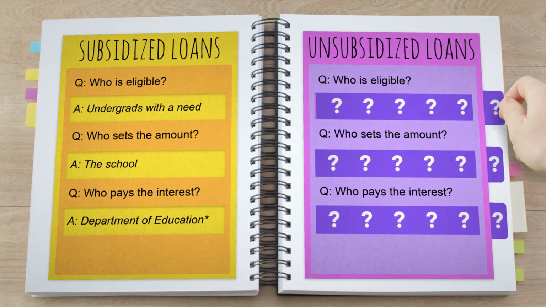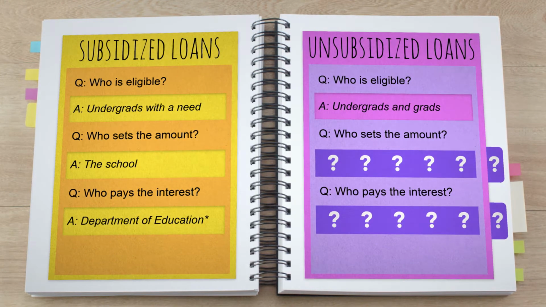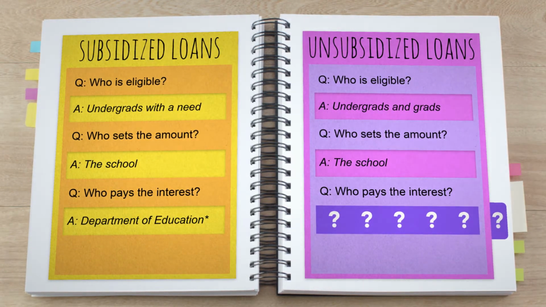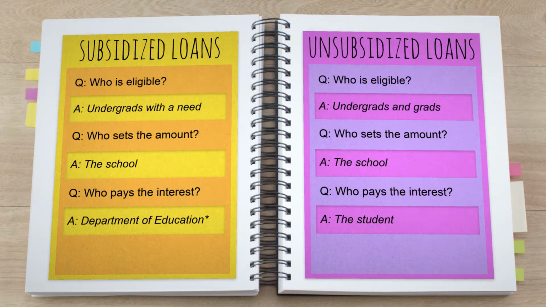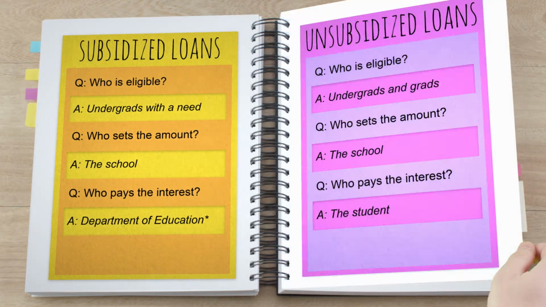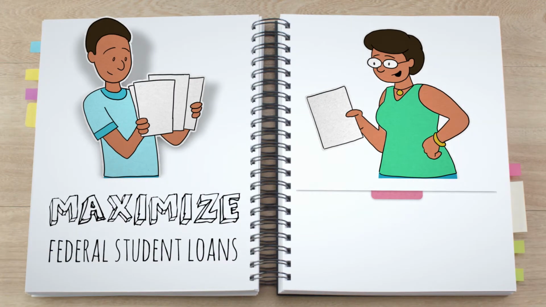Unsubsidized loans are available to both undergraduate and graduate students. The school still determines the amount that can be borrowed. A student is responsible for paying all the interest on unsubsidized loans. Students should maximize their federal student loans before looking at private student loans.